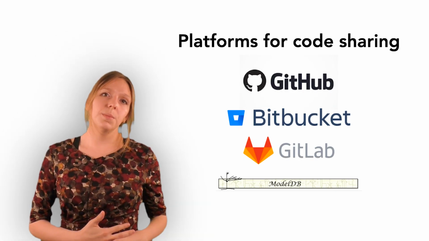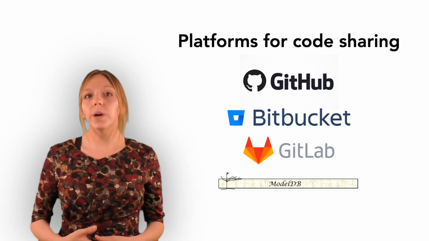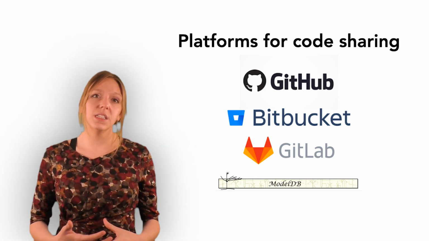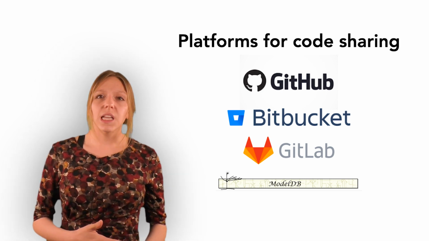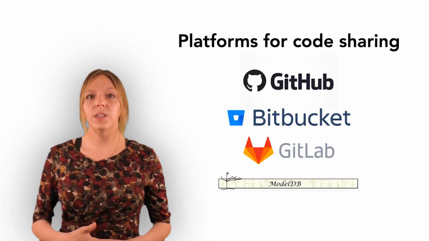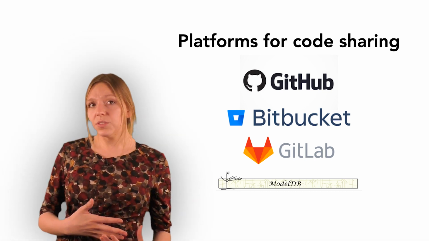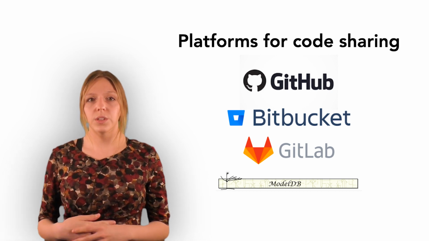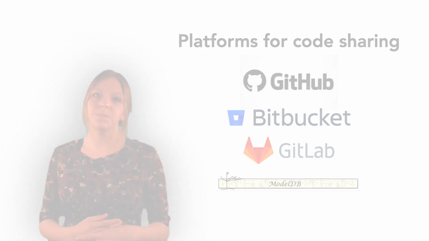And here are some platforms you can use for code sharing. GitHub is probably the most used one, in part because it works nicely with Git, which is a version control system. Bitbucket and GitLab are two other pretty domain-general platforms you can use to share your code. Finally, ModelDB is an example of a domain-specific place you can use to share your code, and it's specialized in computational neuroscience.